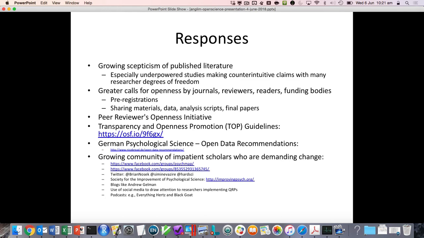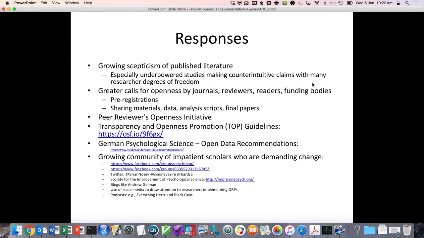So this is just thinking about some responses. And I think there is this skepticism of underpowered studies making counterintuitive claims. The old n equals 20 between-subject experiment looking at a subtle effect. With n equals 20, you can probably tell that, say, men and women differ in height, but testing very subtle effects with those kinds of sample sizes is obviously going to be problematic.